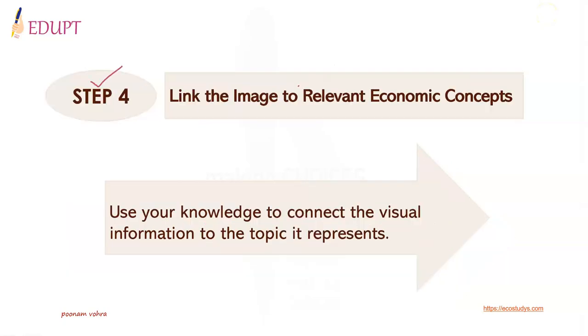Step 4. Link the image to relevant economic concepts. Use your knowledge to connect the visual information to the topic it represents. For example, a bar chart is shown with rising unemployment. One can easily link it to the concept of cyclical or structural unemployment. Or suppose there is a picture of a busy rural market. Looking at the image, you can link it to the significance of rural marketing in economic development.